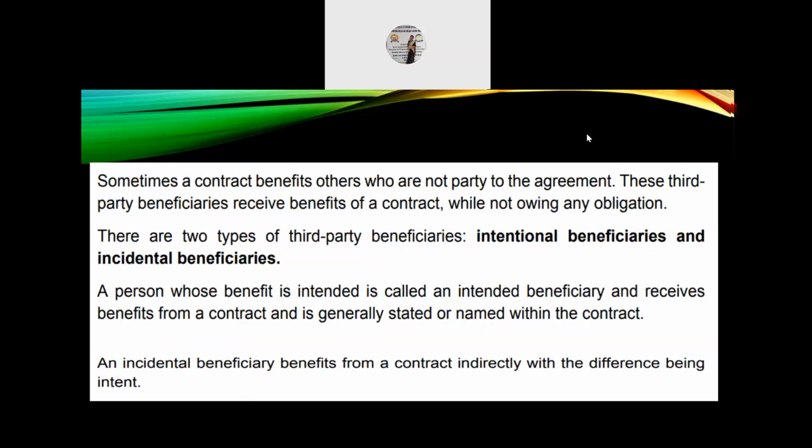Sometimes a contract benefits others who are not party to the agreement. So these third-party beneficiaries receive benefits of a contract while not owing any obligation. There are two types of third-party beneficiaries, intended beneficiaries and incidental beneficiaries. A person whose benefit is intended is called an intended beneficiary and receives benefits from a contract and is generally stated or named within the contract. An incidental beneficiary benefits from a contract indirectly, with the difference being intent.